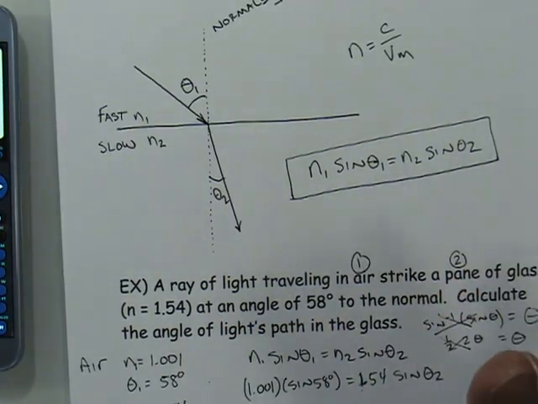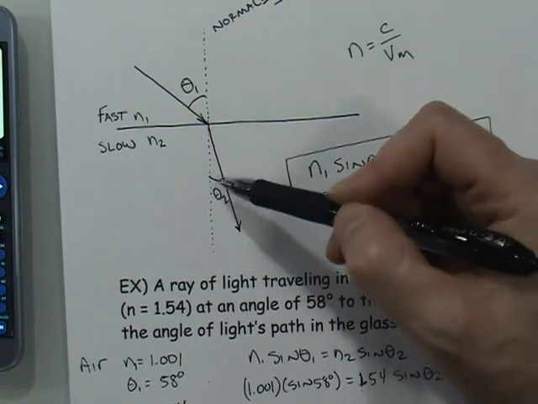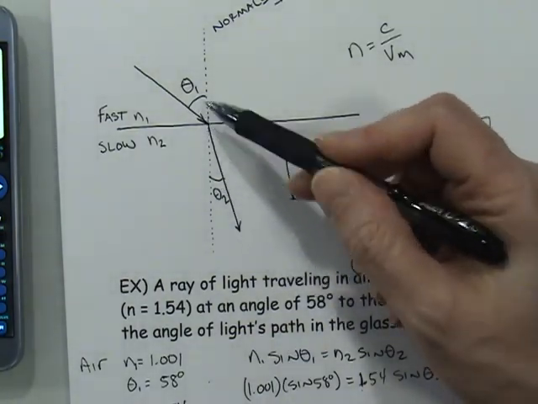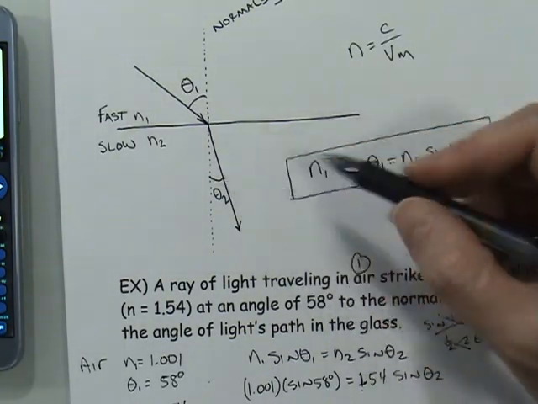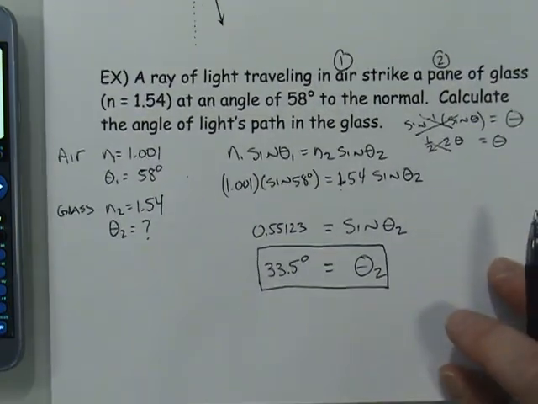I don't want to give you the impression that the index of refraction is only for solving for the angle of the refracted ray. It's not what it's about. I can solve for any one of these 4 properties equally well.